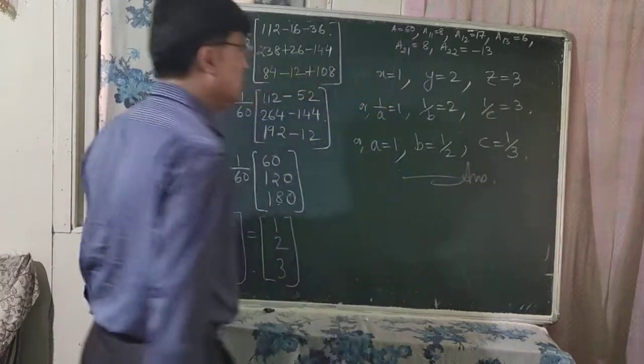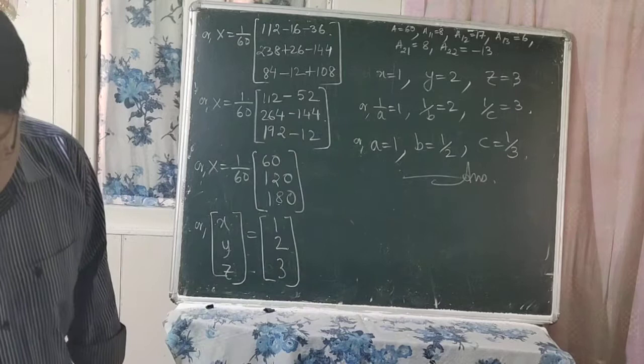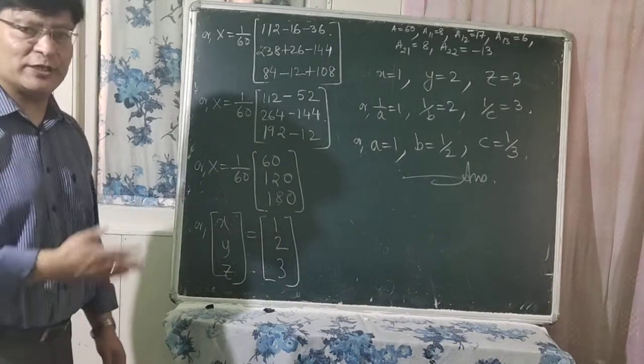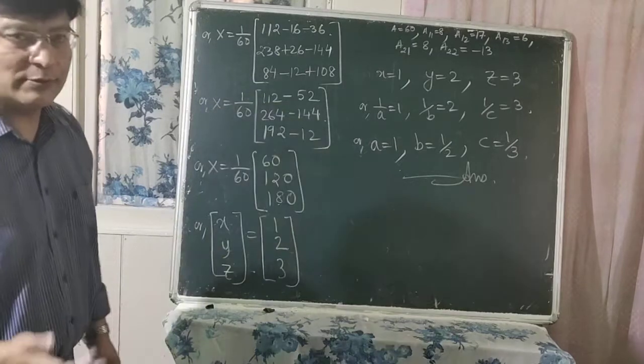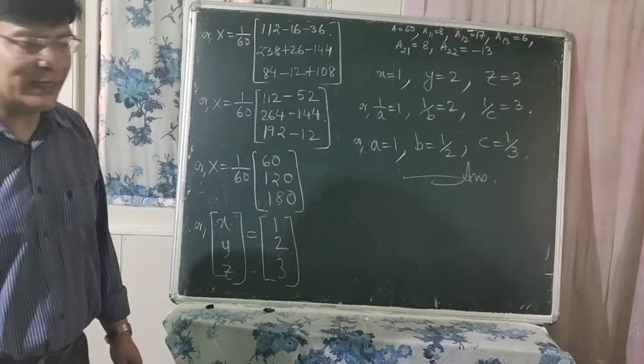So the answer is a is equal to 1, b is equal to half, and c is equal to 1 upon 3. So I think you have understood it. Okay, you can copy it, you can pause the video and you can copy it. So now I'll give you the homework. You can do all these problems at home.